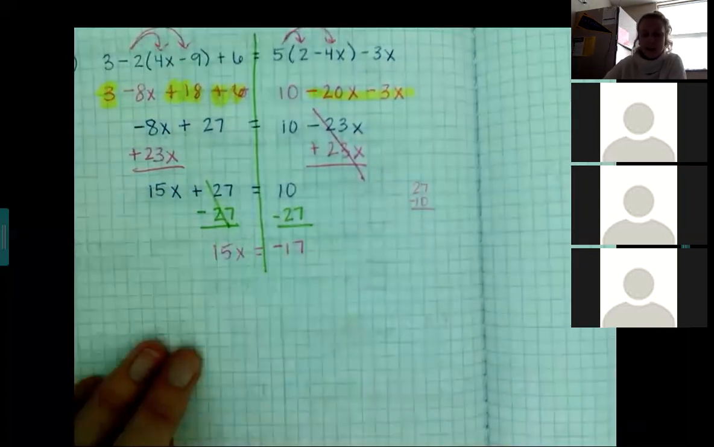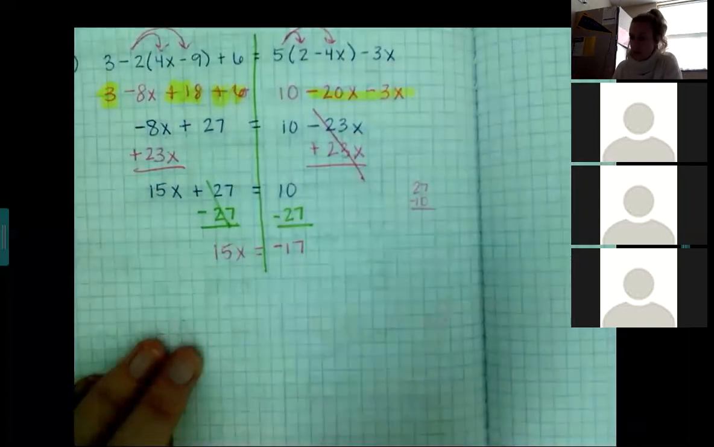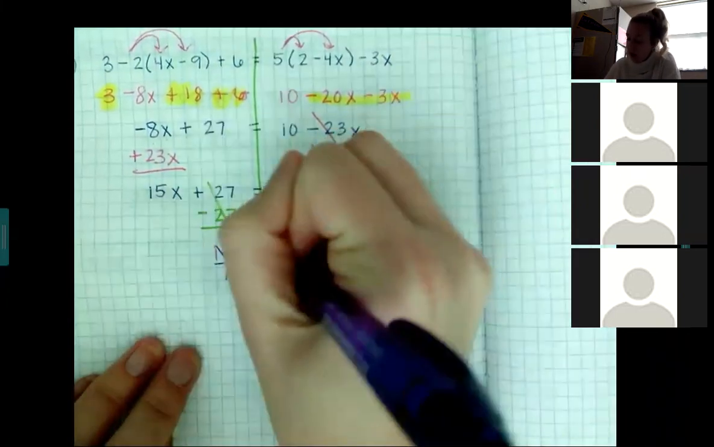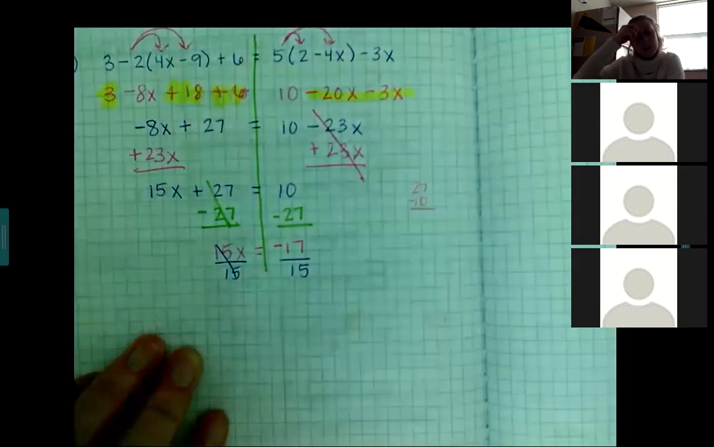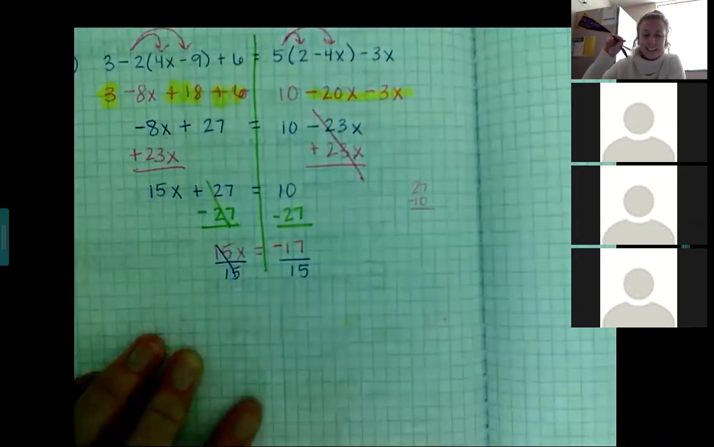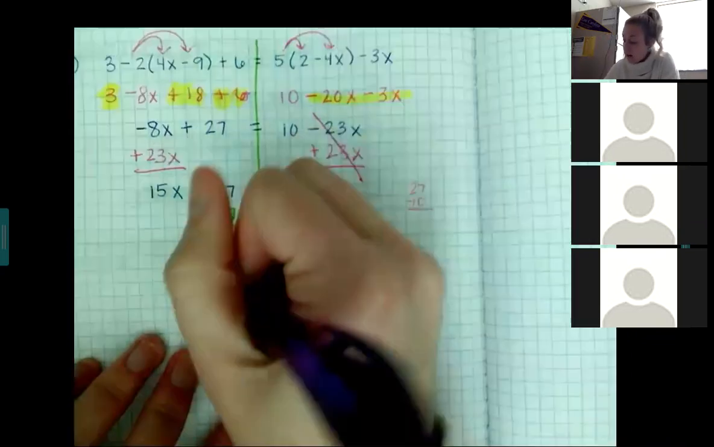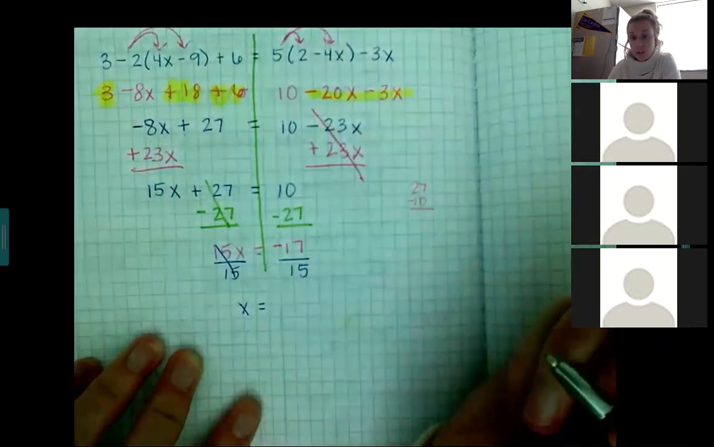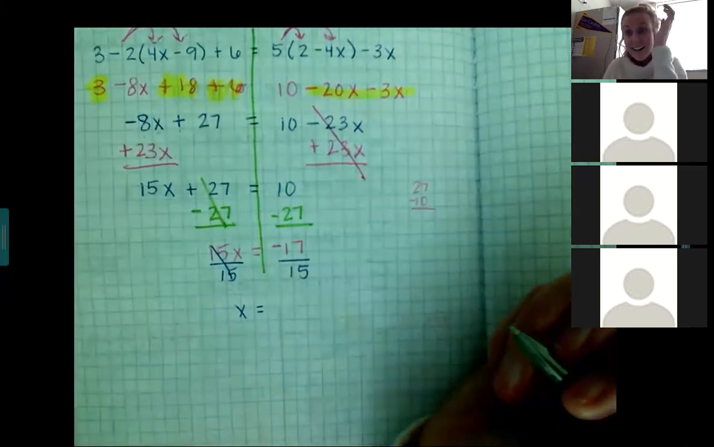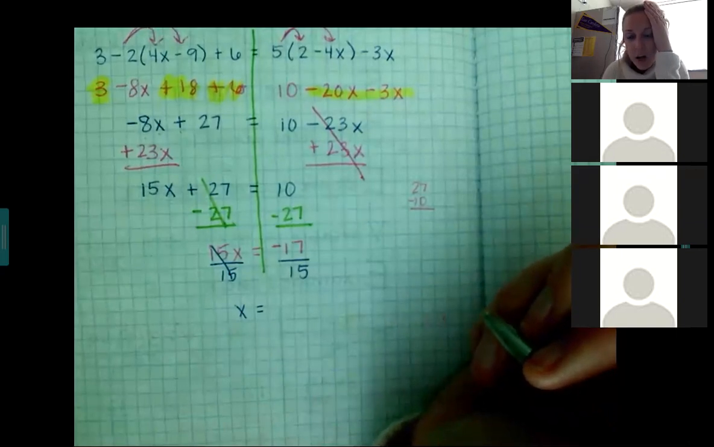How do you get x by itself? Divide by 15. And this is why I said I got a fraction. Can y'all do 17 divided by 15? No. So what do we do, Kiara? What do we do? I forgot the word. Simplify it.